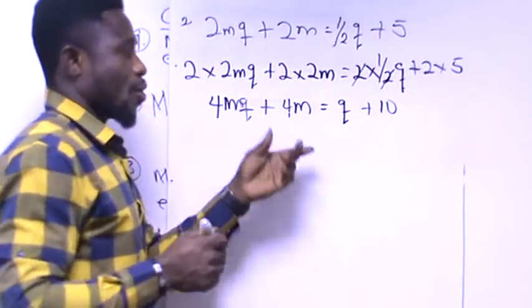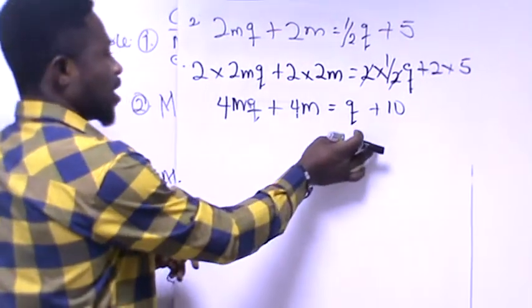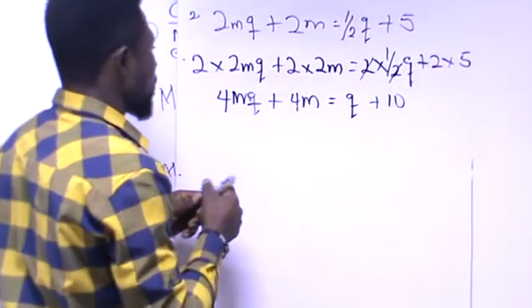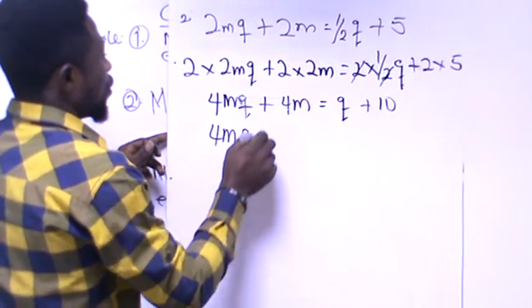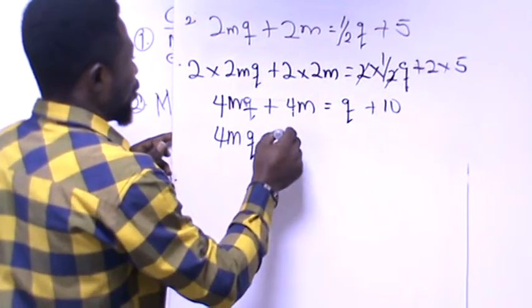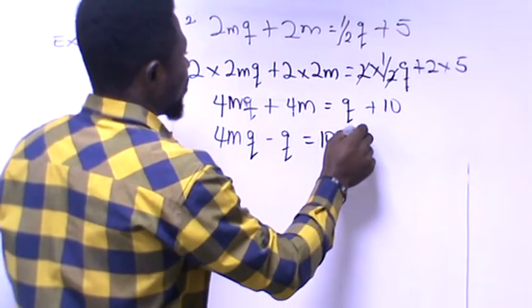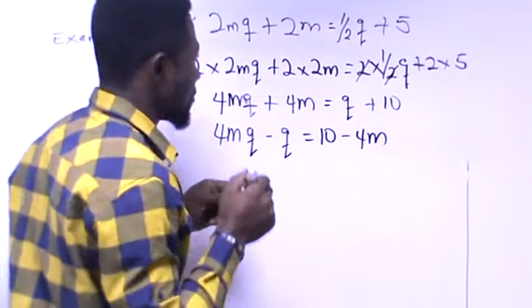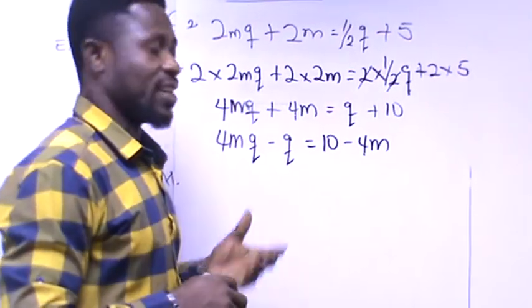Now we are looking for Q, so what we need to do is to group like things. So just bring this Q here and take this 4m there. We have 4mq minus Q equals 10 minus 4m. I think up to this stage it's very simple and easy, right?